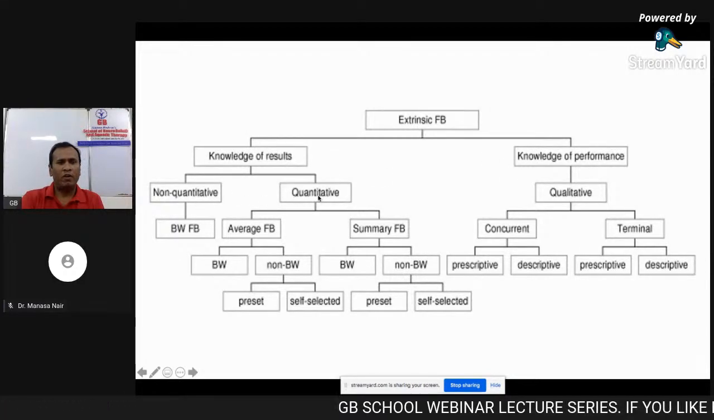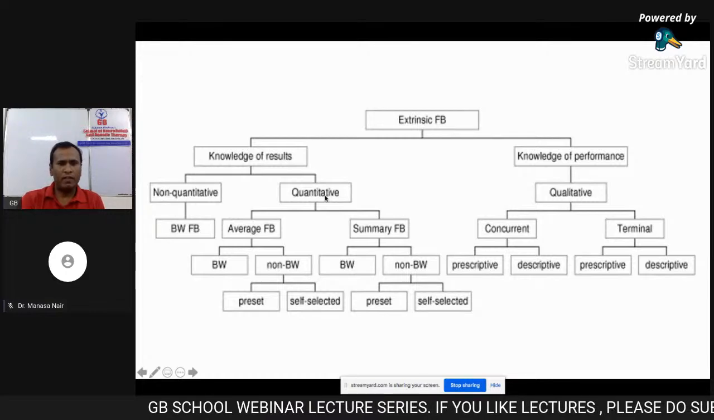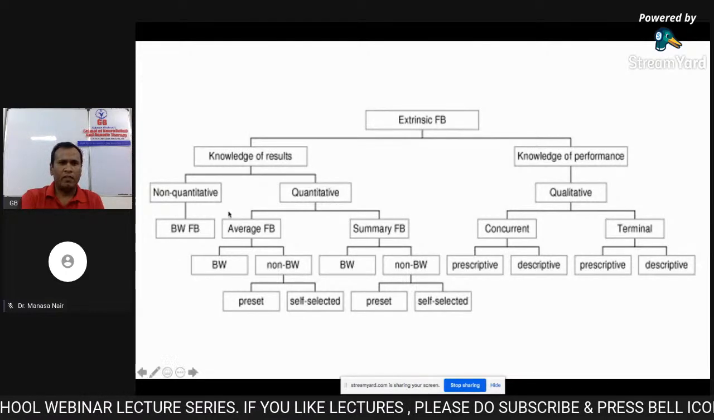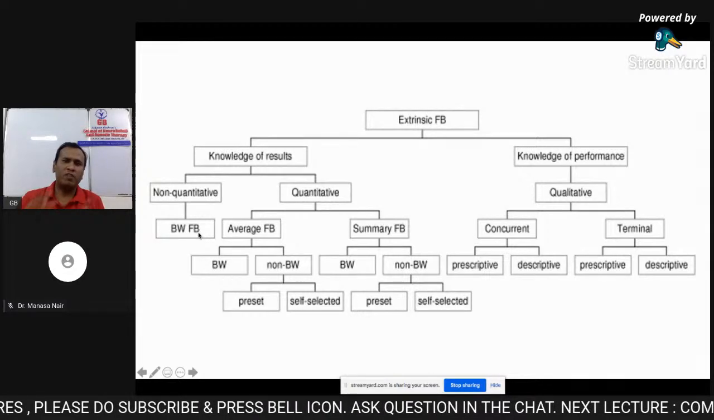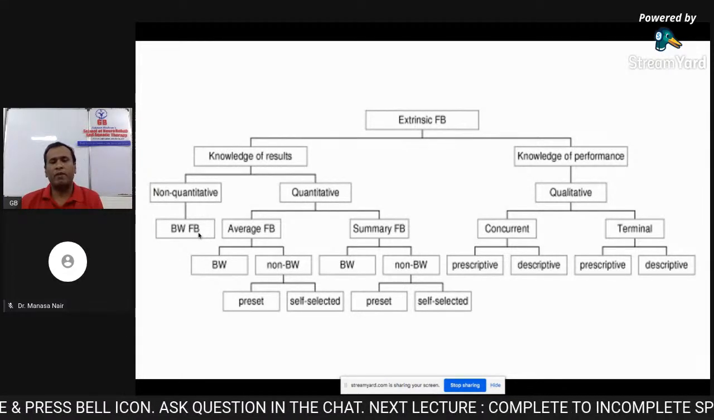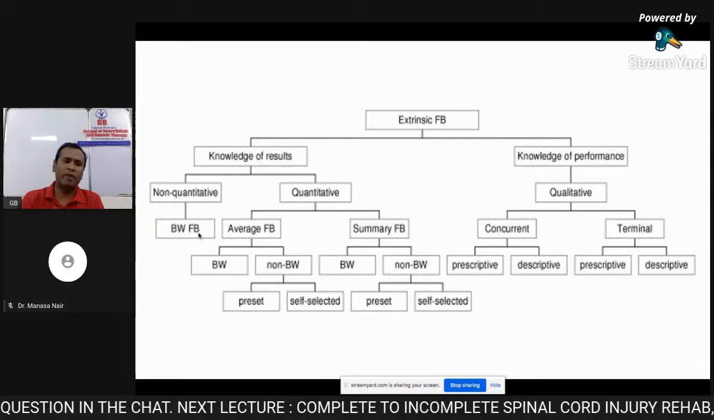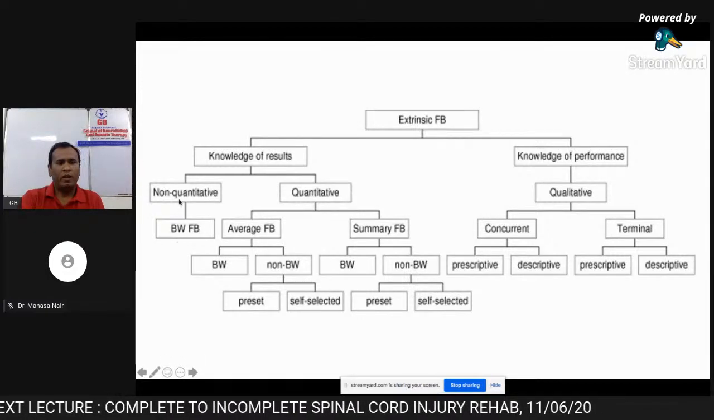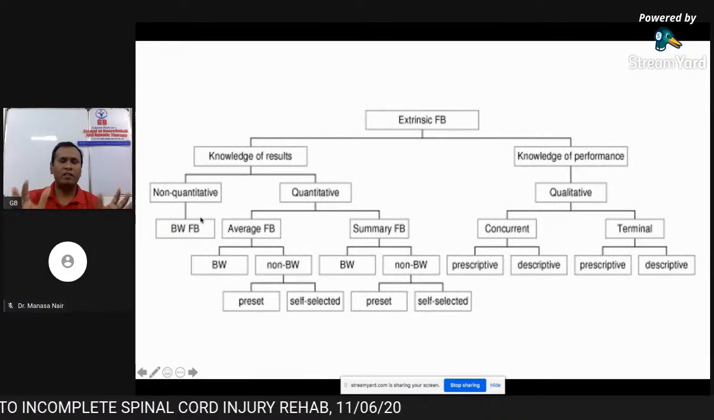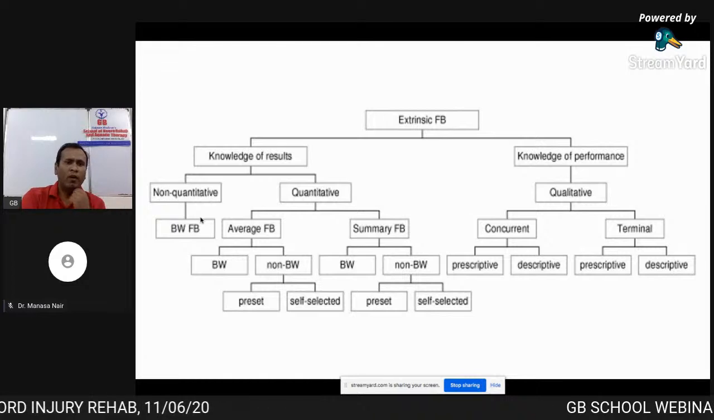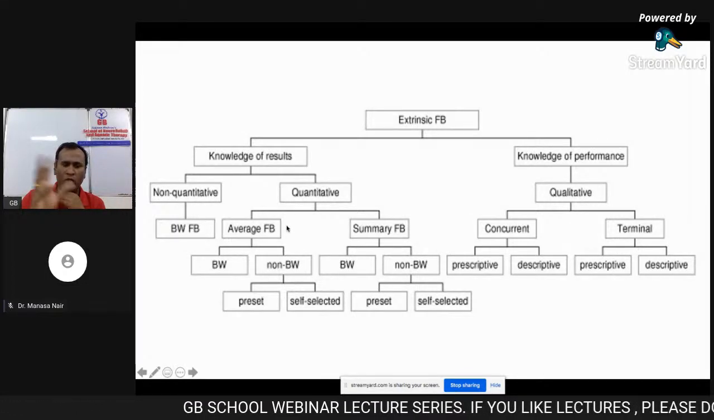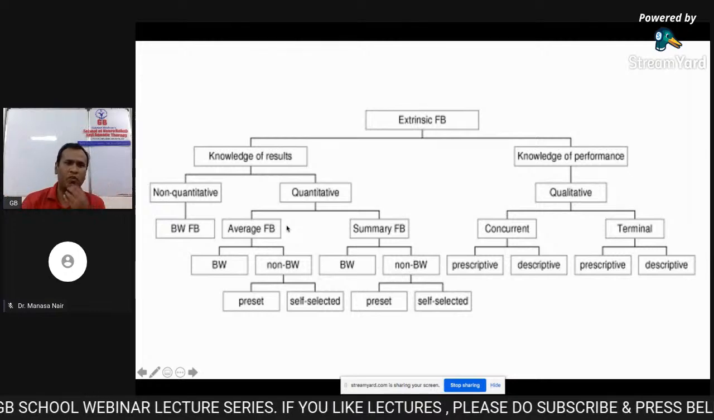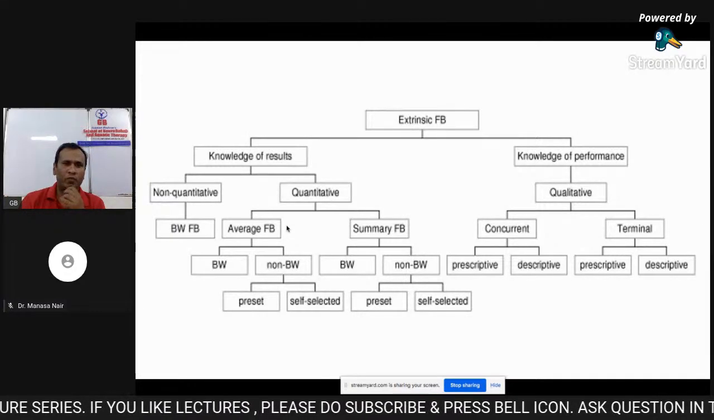non-quantitative or quantitative. In quantitative, BW stands for bandwidth feedback. Based on the bandwidth, this is electronic feedback. We are talking about technology-guided feedback. So here the non-quantitative will be just bandwidth, like this is the range you moved or did not move, or quantitative can be average bandwidth feedback. What was the total performance of the whole walking?